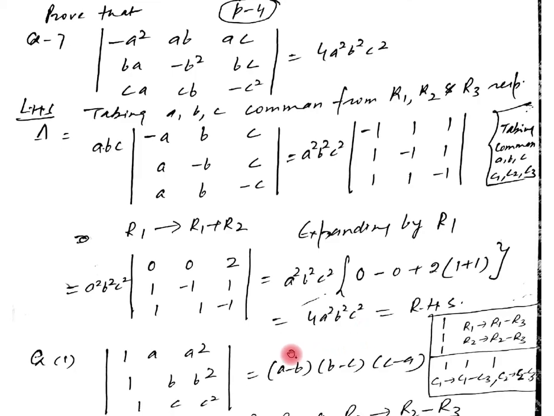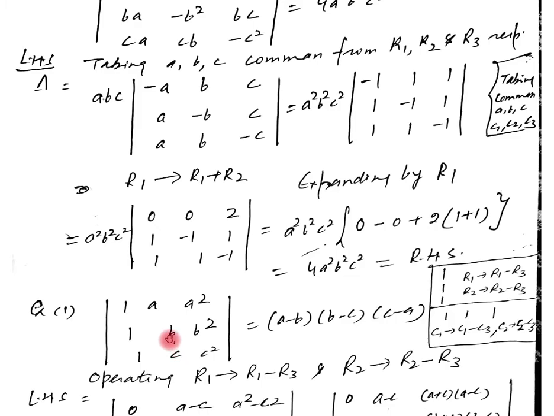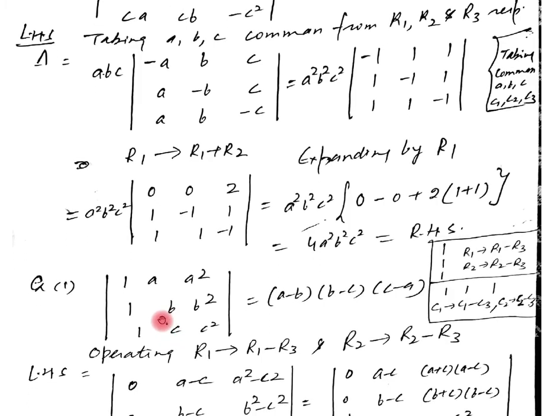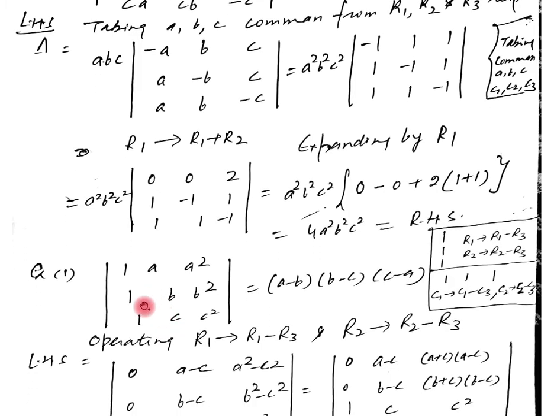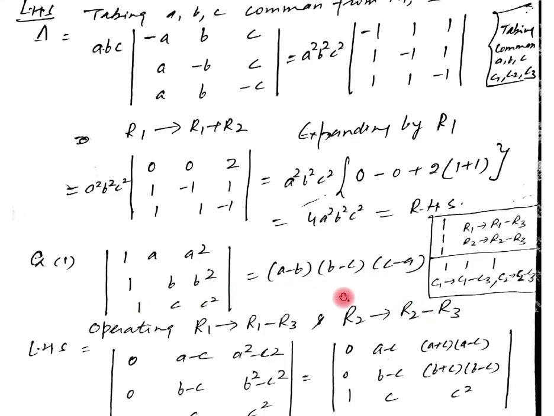Now let us see another question. Now here, this type of questions are there in the exercise. Again we have to prove that this determinant is equal to this. It means we have to factorize it.